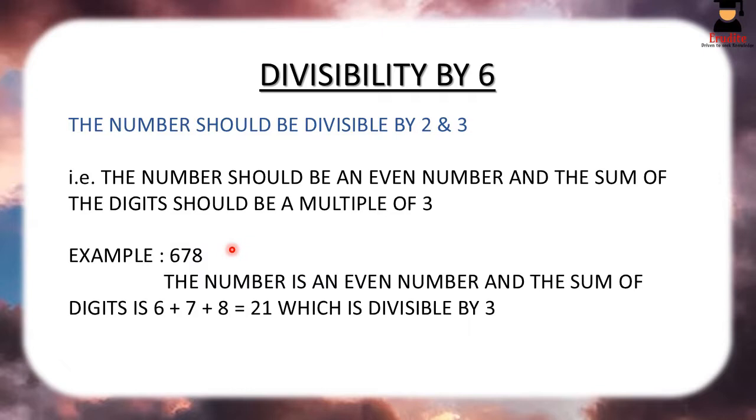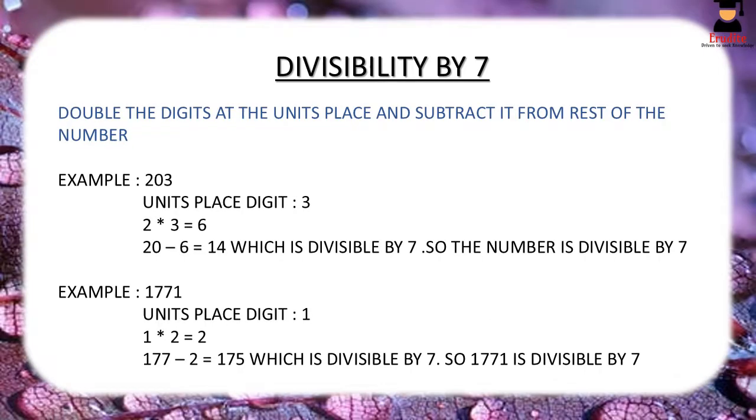Also, I need to take the sum of the digits to check the divisibility by 3. So let's take the sum of the digits. It is going to be equal to 6 plus 7 plus 8, which comes out to be 21. Now 21 is completely divisible by 3, so I can say my number 678 is completely divisible by 3. So I have now proved that my number is divisible by 2 as well as by 3. So my number is entirely divisible by 6. So that is my divisibility.